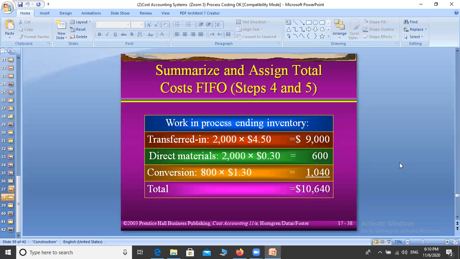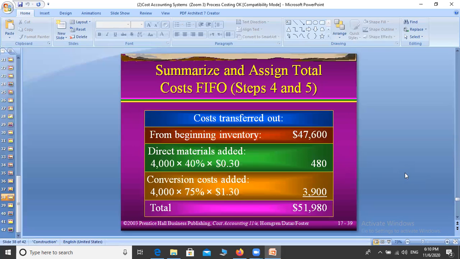As we see now, work in process ending inventory: transferred in 2,000 times 4.5. Direct material 2,000 times 0.30. Conversion cost 800 times 1.30. This is the total. What about the cost transferred out?